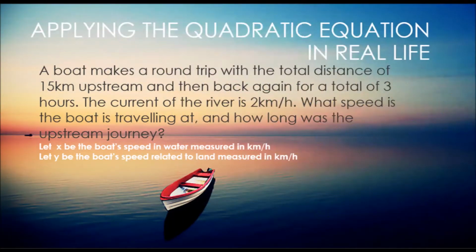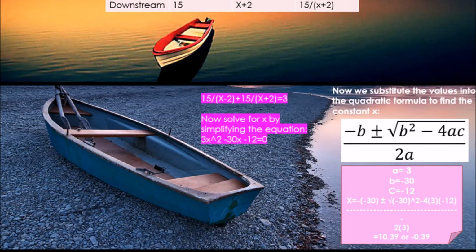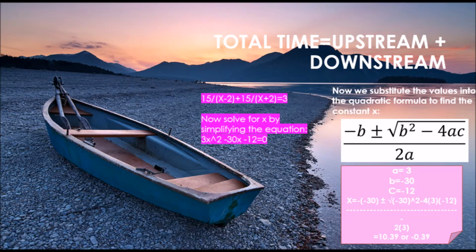In this question, there are two speeds to think about. Let x be equal to the boat's speed in the water, let v be equal to the speed relative to the land, and the river flows downstream at 2 km per hour. We can turn those speeds into times by using time is equal to distance over speed. And we know the total time is 3 hours. Total time is equal to time upstream plus time downstream.